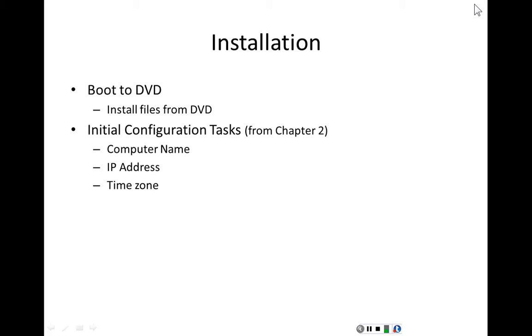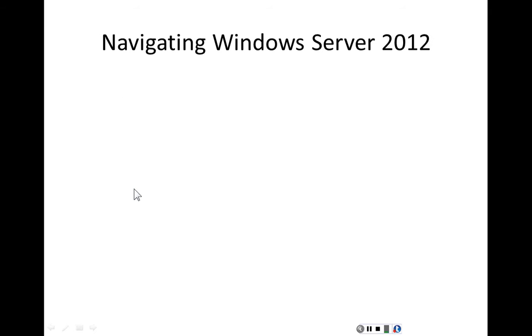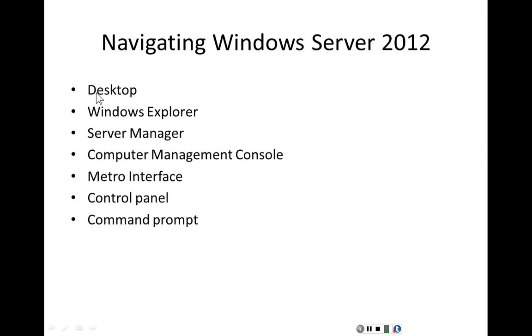So installation is an easy process. You boot to the DVD, the files are copied over, you reboot. Then when you reboot, you perform the initial configuration tasks, which we will cover in greater detail in Chapter 2. We give it a computer name and a DNS suffix, an IP address if necessary, and we specify the time zone. Now let's look at navigating Windows Server 2012. I know a lot of these things you have seen before. Let's look at the desktop, Windows Explorer, Server Manager, Computer Management Console, the Metro interface, Control Panel, and the Command Prompt.